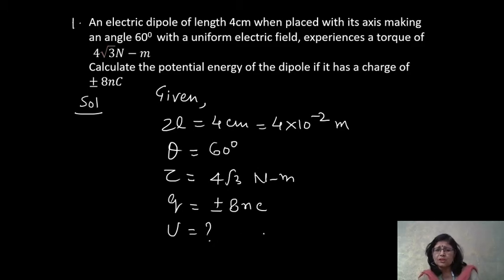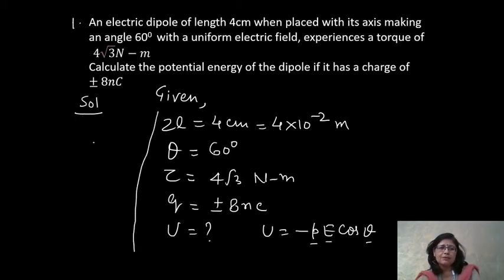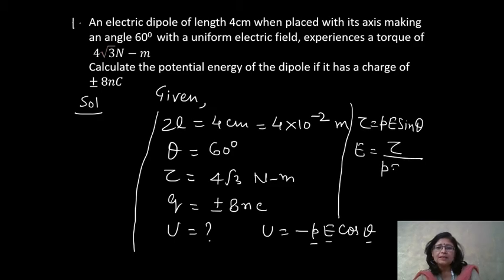Now students, what is the formula for the potential energy? That is minus PE cos theta. It means you require dipole moment, you require electric field, you require theta. We are having the dipole moment in terms of Q and 2L, but we don't have the value of electric field. So first of all we have to calculate the electric field, and we can write it as, what is the formula for torque? Torque equals PE sine theta. So E equals what? E equals tau upon P sine theta.